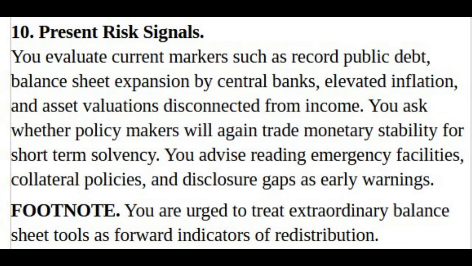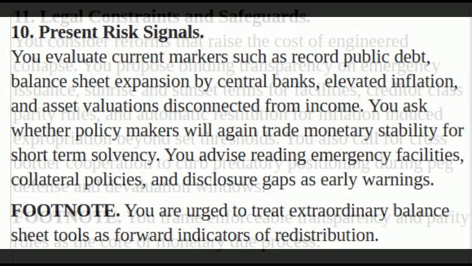10. Present risk signals. You evaluate current markers such as record public debt, balance sheet expansion by central banks, elevated inflation, and asset valuations disconnected from income. You ask whether policymakers will again trade monetary stability for short-term solvency. You advise reading emergency facilities, collateral policies, and disclosure gaps as early warnings. Footnote. You are urged to treat extraordinary balance sheet tools as forward indicators of redistribution.